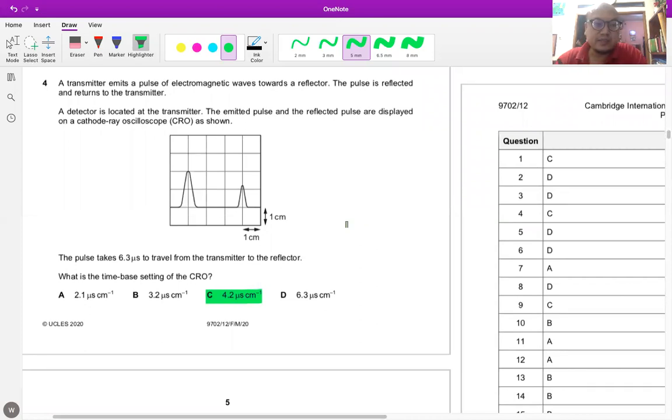The transmitter emits a pulse of electromagnetic wave towards a reflector. The pulse is reflected and returns to the transmitter, where the detector is located. The emitted pulse and the reflected pulse are displayed on the cathode ray oscilloscope, or CRO, as shown. The pulse takes 6.3 microseconds to travel from the transmitter to the reflector. What is the time base setting of the CRO?